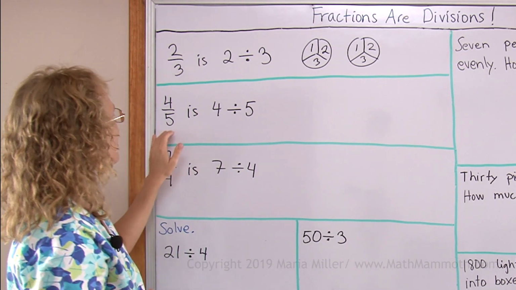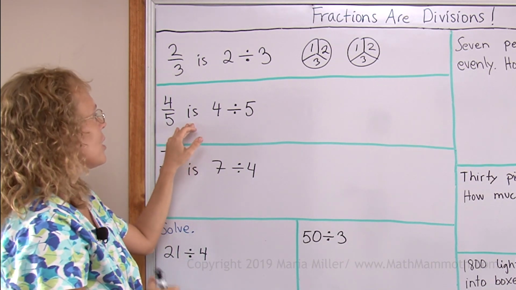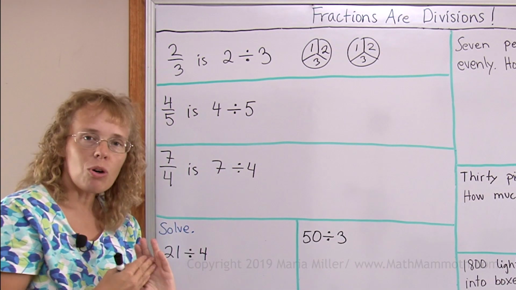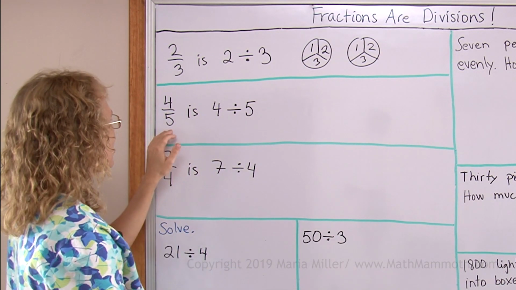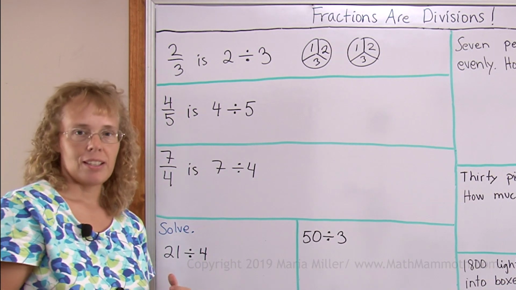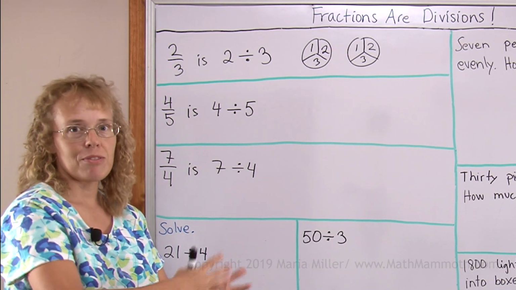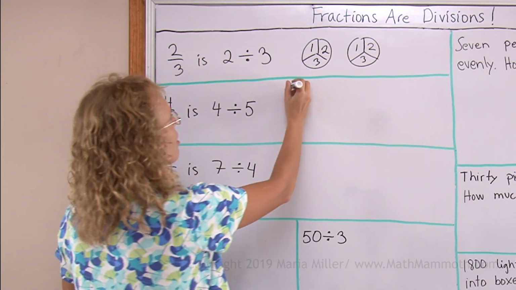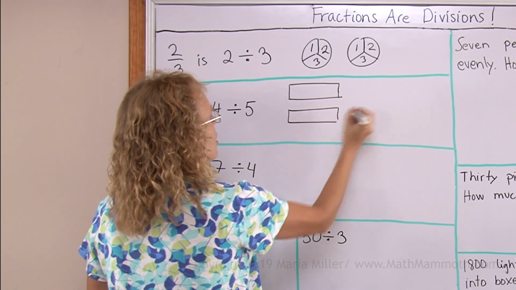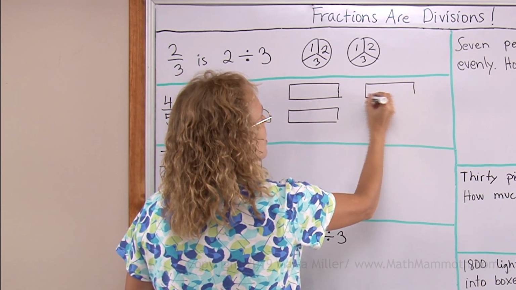How about 4/5? Is it really the same as 4 divided by 5? If I divide 4 by 5, will I get the answer 4/5? I can do the same. Let's draw 4 something and try to divide that evenly between 5 people. Let's say we have 4 chocolate bars here, or maybe they are fruit bars.